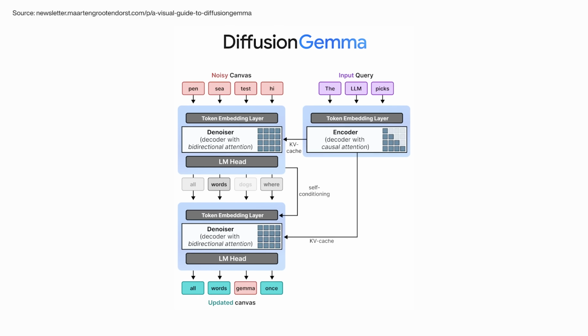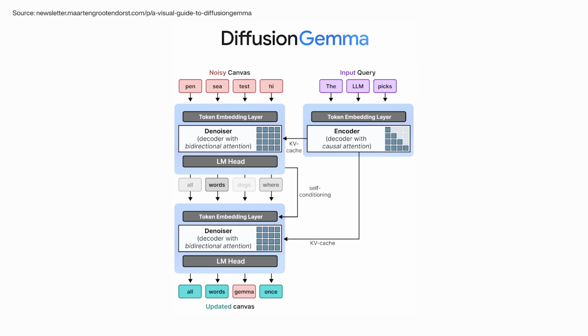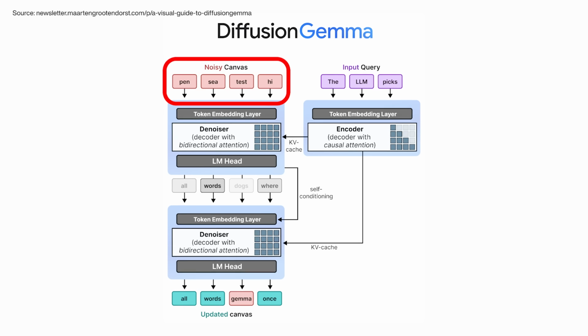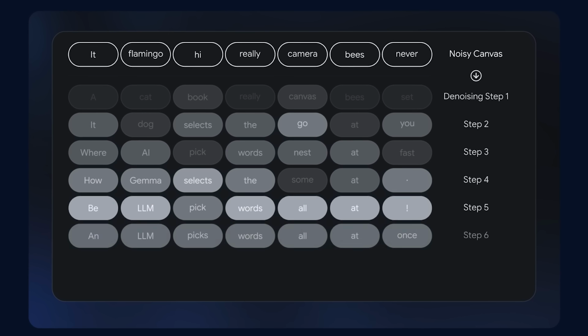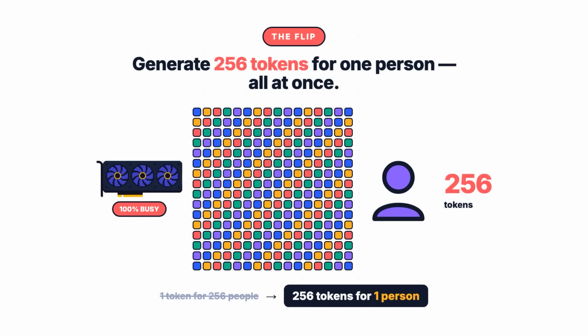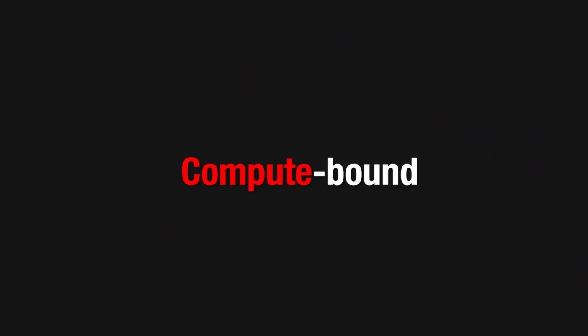Instead of writing word by word, the model starts with a canvas, which is a row of 256 completely random placeholder tokens. So it's just noise. And its job is to fix that canvas, all positions at once, and turn it into real text. So by predicting all 256 tokens in one shot, you're giving your GPU a big chunk of real work instead of letting it idle. In that way, you flip the model from being memory bound to compute bound, and all that wasted firepower finally gets used.